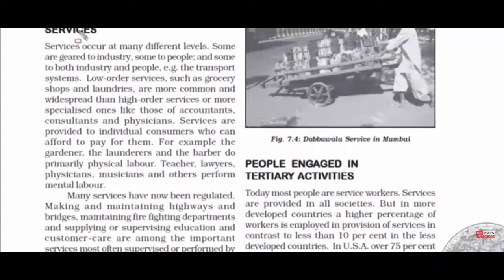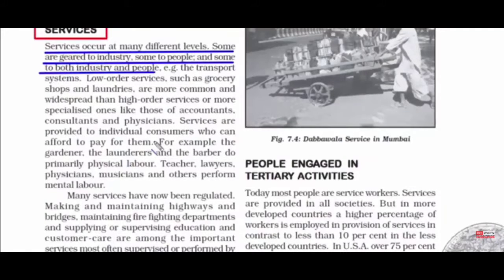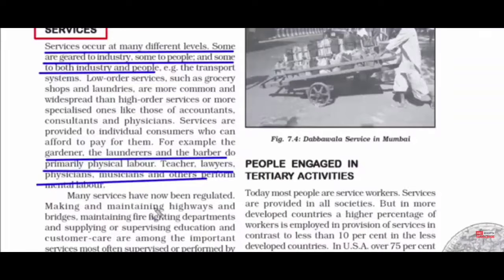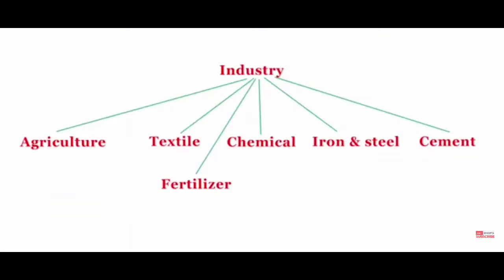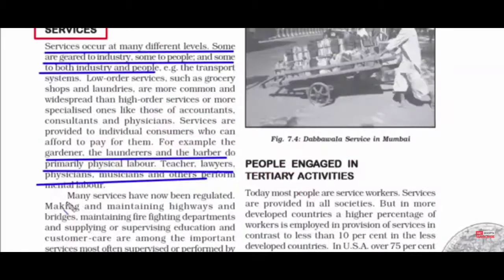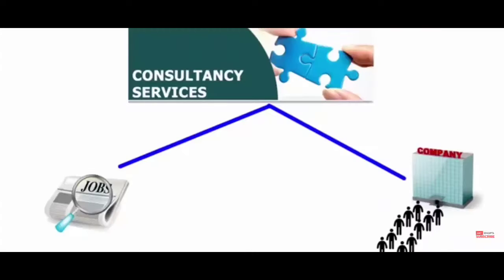Coming to the next activity under tertiary activity, it is services. Now understand this. There are two recipients or receivers of services. The first one is an individual customer like you and I. We all need services like teaching services, medical services, barber, lawyer, physician, musician, etc. And the second receiver is an industry. Now industry means a particular sector. It's a broad category which involves everything, like consultancy is a service which caters to individuals who are looking for jobs. Then it also caters to big companies that need people for doing their work.